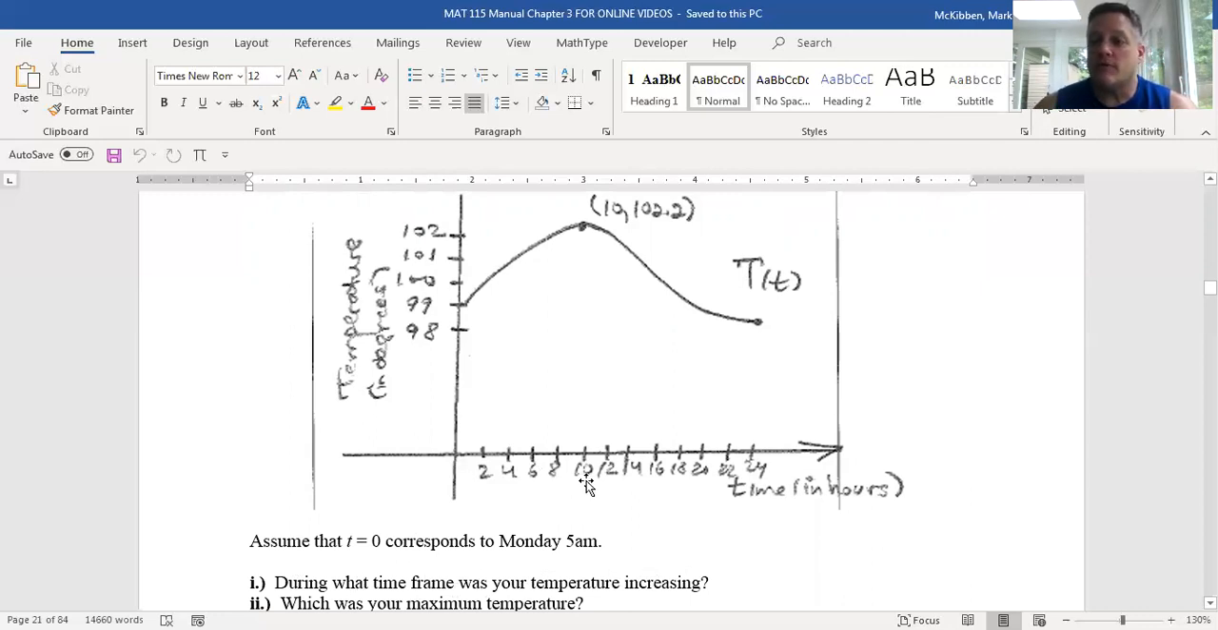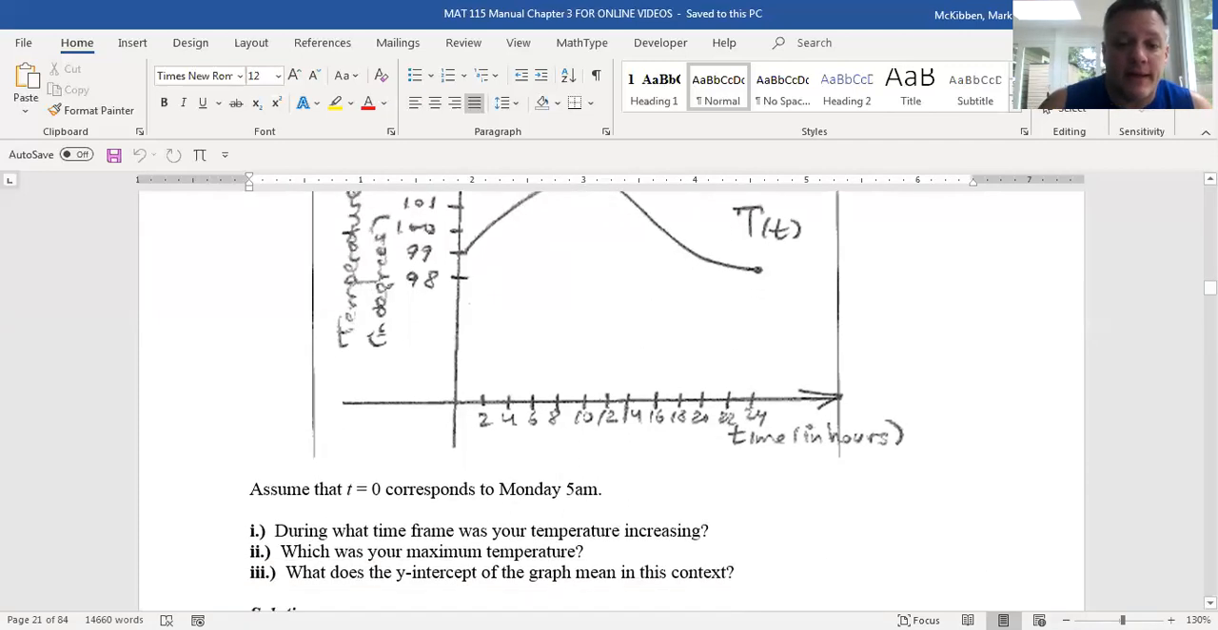Part 2 asks what was the maximum temperature. Here we're looking for the high point, and the high point occurs at this peak here. The maximum is the y value. It's not the actual x value, because the y value itself is temperature, and that's what we're asking. What's the max temperature? The max temperature is 102.2 degrees. Remember, units are important here.